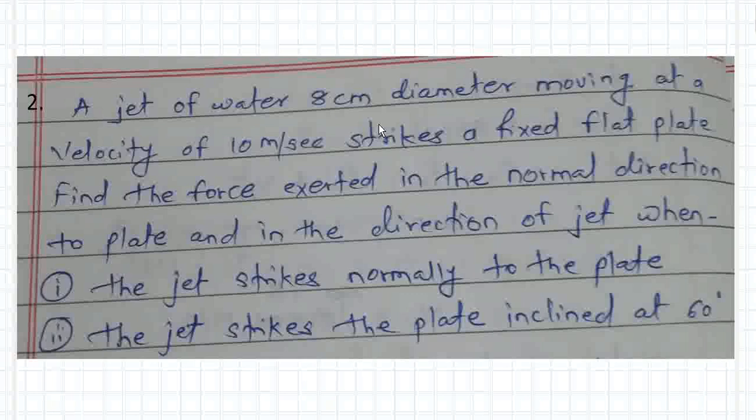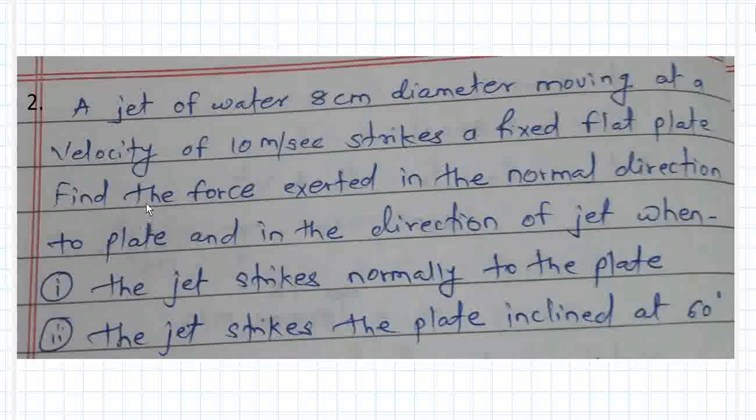So a jet of water 8 cm in diameter moving at a velocity of 10 meter per second strikes a fixed flat plate. So here we are given the fixed flat plate on which the jet having diameter 8 cm, that means d is equal to 8 cm, strikes with a velocity of 10 meter per second. So we can say v is equal to 10 meter per second. We have to calculate the force exerted in the normal direction to the plate and in the direction of the jet.